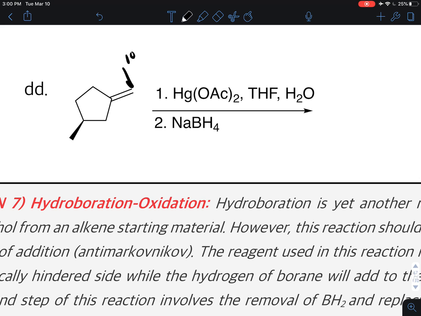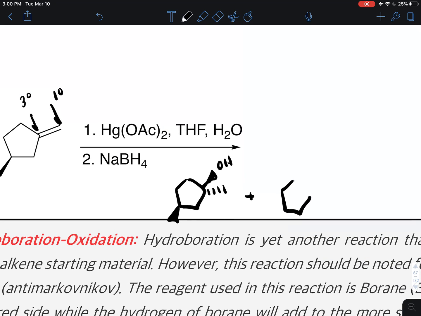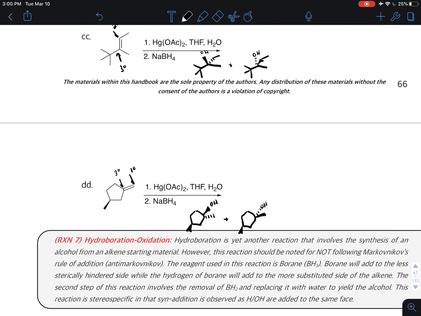So we have a primary position here, a tertiary position here. So essentially we know that we're going to have an alcohol form on that tertiary carbon. So we have an alcohol on the wedge and that methyl on a dash. And then we also have that. Okay? So those are pretty easy ways to add alcohols to pi bonds without having any sort of rearrangement possible. This will be huge in synthesis, okay? So keep that in mind, okay?